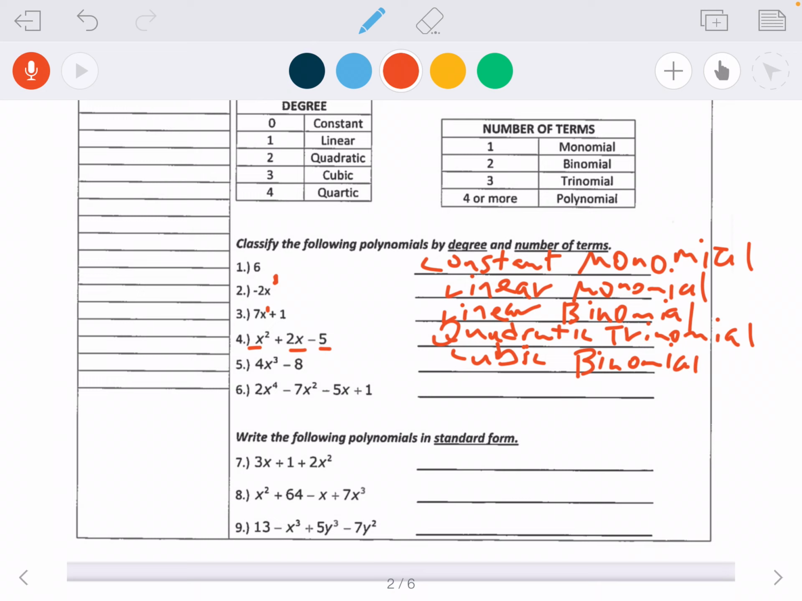And then the last one, we have a quartic, because it has a highest exponent value of 4, a quartic polynomial. There are 4 terms. So based off the highest exponent value and the number of terms, we can classify these different expressions. 7 through 9, these are not in standard form. They are not in the highest degree order. So if we were to rearrange number 7, for example, that would be written as 2x squared plus 3x plus 1. So the highest exponent value first is our standard form, and that's how all of our answers should be written.